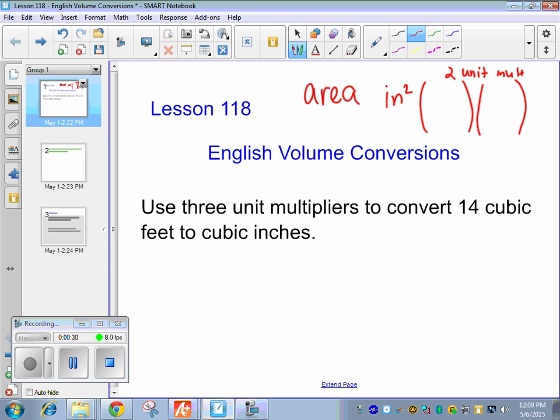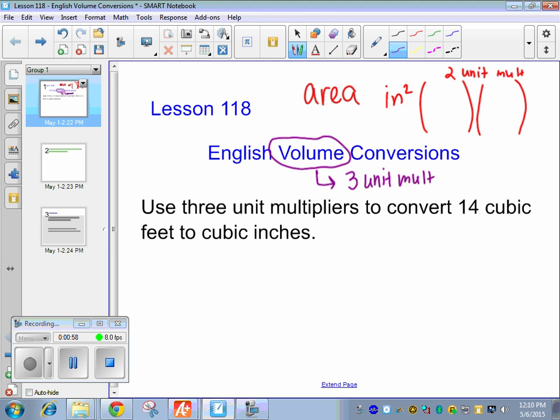So like if I'm going inches to feet, I have to do 2 of them because it's area. So for volume, how many do you think we have to do? Yes. So for volume, you have to do 3 unit multipliers per conversion. All right? So if I have to go inches to feet and feet to miles, then I have to use 6. Okay? So it's 3 per each thing that you're going to convert.